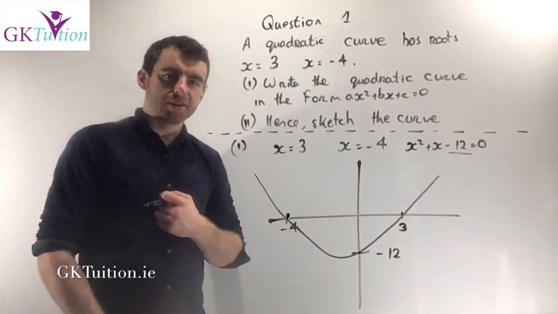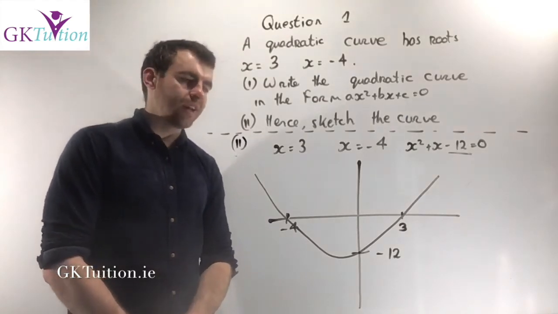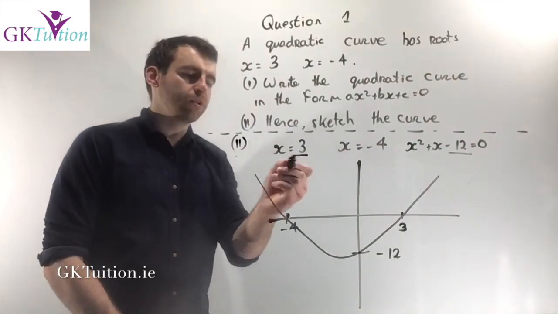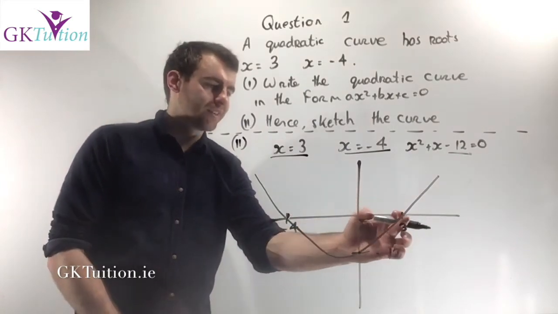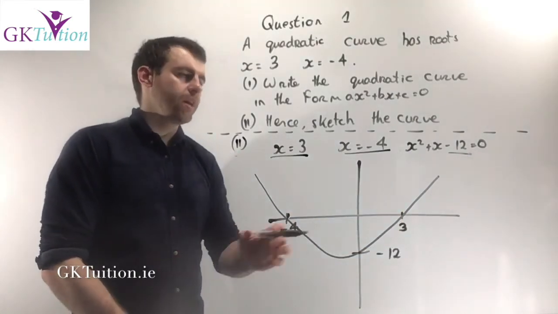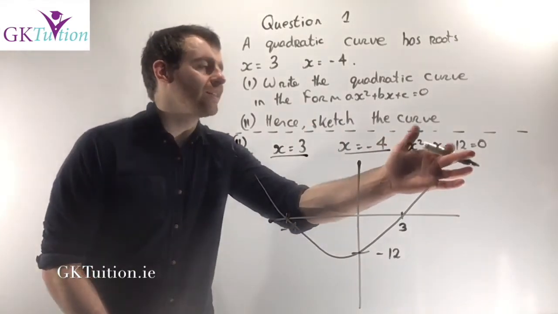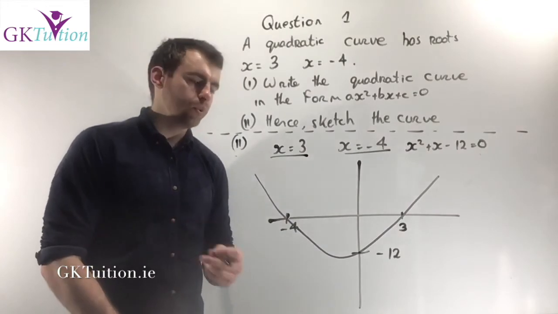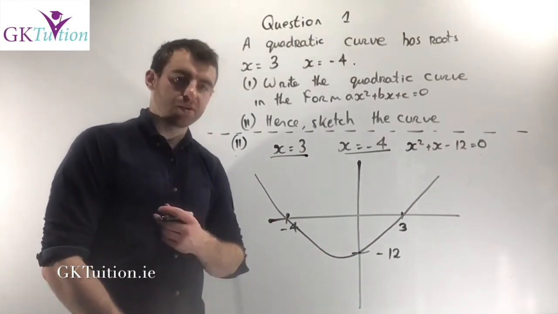Now let's have a look at part 2. In part 2, you were asked to sketch the curve. To sketch the curve, I just wanted you to come up with something like this. It has roots x equals 3 and x equals -4, which indicates that it crosses the x-axis at 3 and -4. It's a plus x squared, which indicates it's a U-shape, and the constant at the end, when it's in this form, is a -12, which indicates it crosses the y-axis at 0, -12.